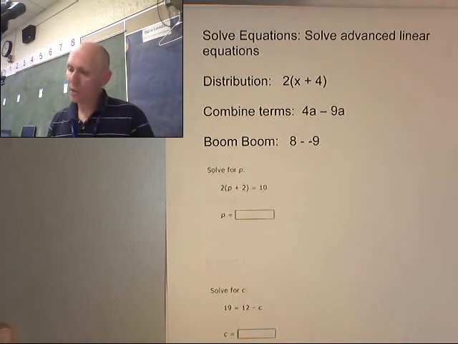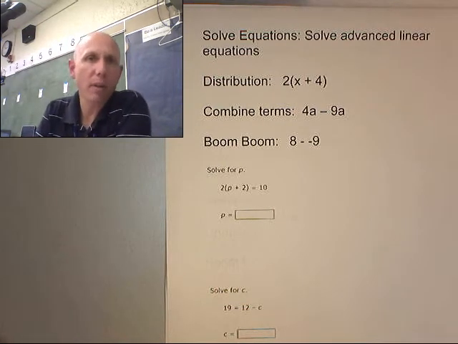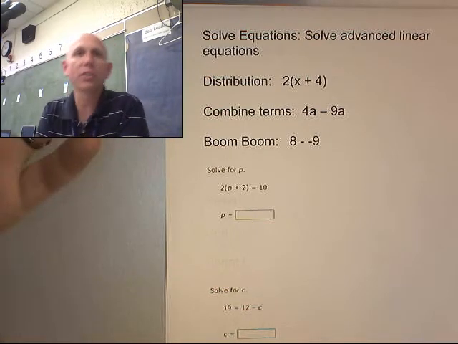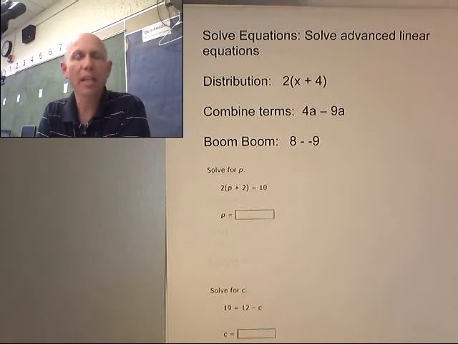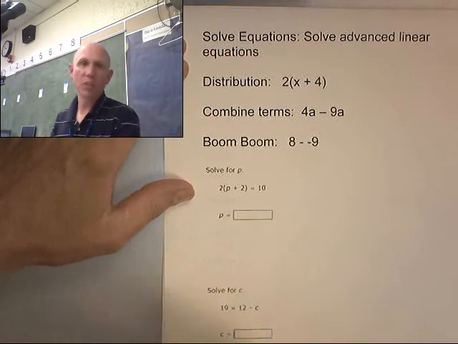All right, Mr. Barr, once again. Topic, solving some advanced linear equations. We're going to add a couple new elements to these equations. You already know how to add to both sides, subtract from both sides, divide both sides, multiply both sides. We're going to throw a couple of other things into these equations today. We're going to throw some distribution in.